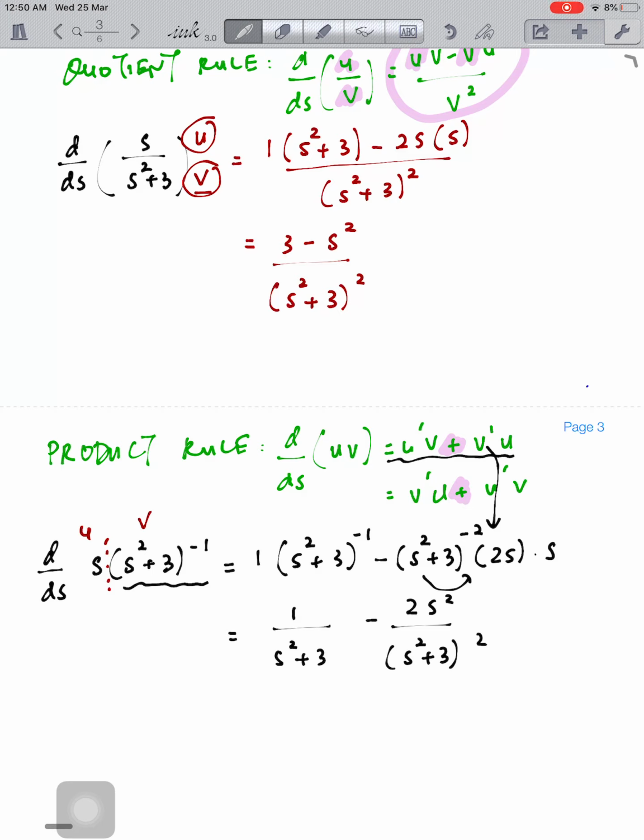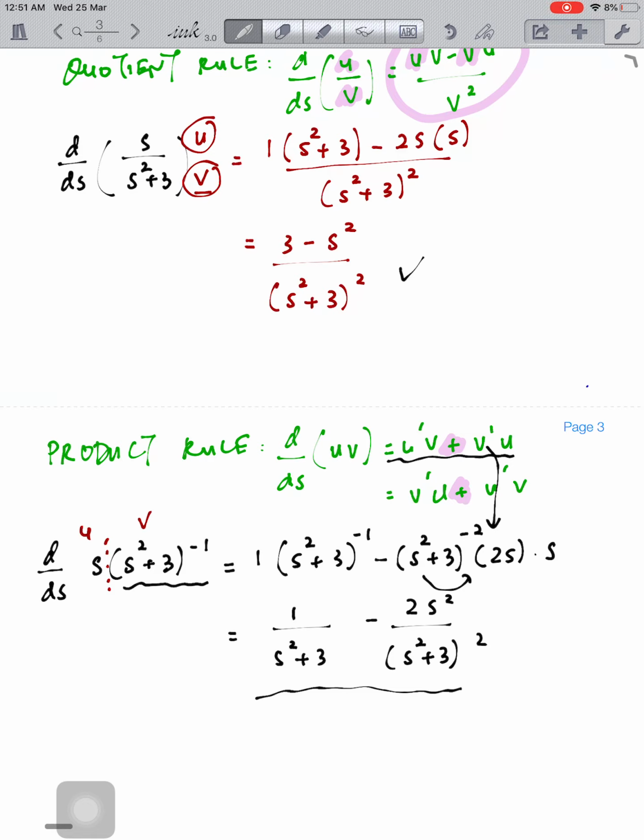So basically, if I were to equate the denominator of both of these, I will end up with exactly the same answer that I get from the quotient rule. So if you use quotient rule or product rule, both of them should give you exactly the same answer. But just leave it like this, no need to equate the denominator. Just that the form will be different.